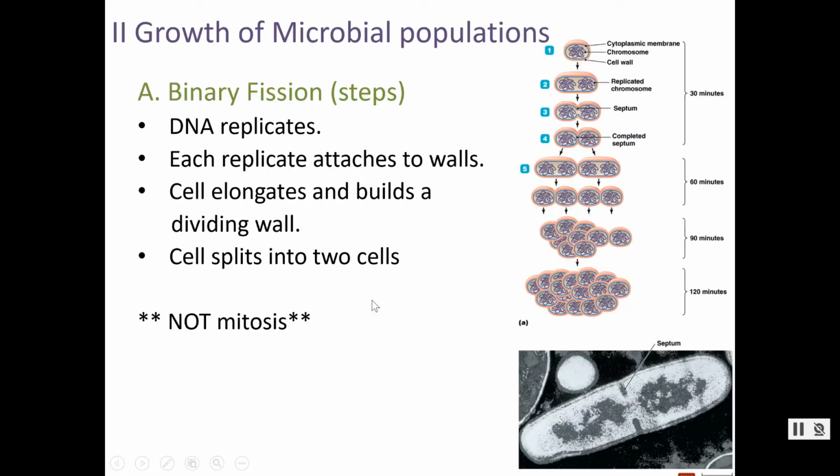And I will go back to that last slide. You can see we started with 1 in 30 minutes, it replicated. So now we have 2 cells after 30 minutes. After 60 minutes, 30 minutes plus another 30 minutes, we went from 2 cells to 4 cells, 4 cells to 8 cells, 8 cells to 16 cells. You can see that growth happens very quickly when we're talking about logarithmic growth.